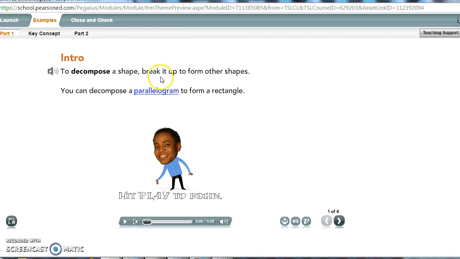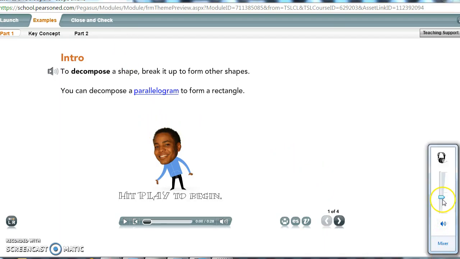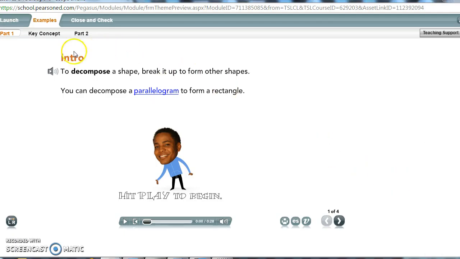So today we're going to be doing 13.3, which is looking at parallelograms and how to find the area of a given parallelogram. So go ahead and take your notes out, and we're going to go ahead and get started.